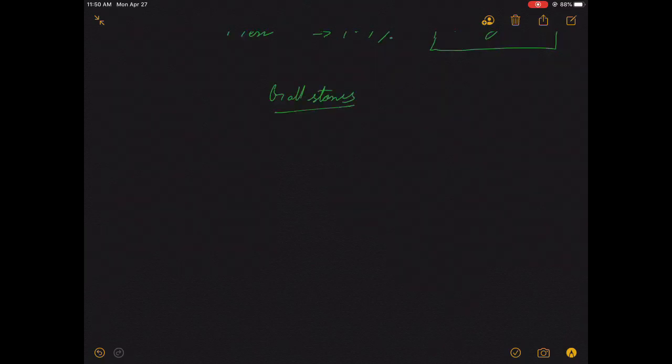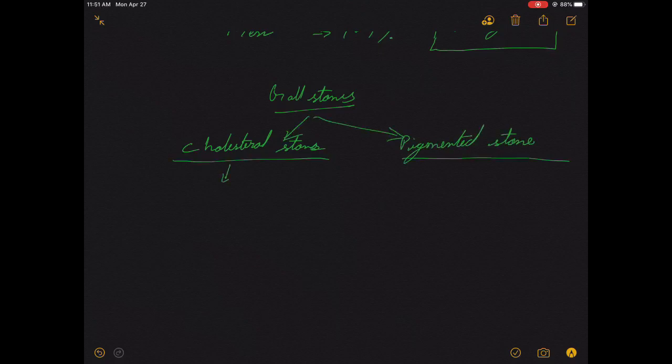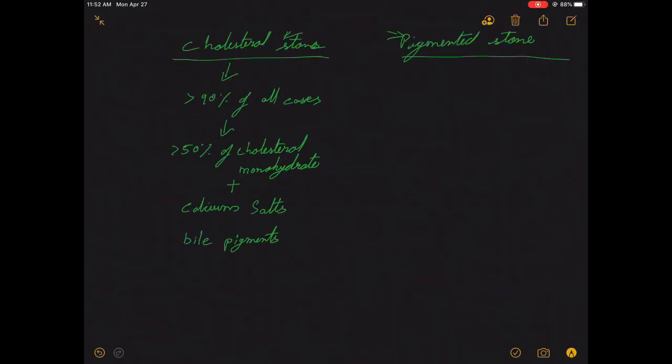Now we will talk more about gallstones. There are two major types of gallstones: cholesterol stones and pigment stones. We are going to talk about cholesterol stones, which account for more than 90% of all gallstone cases. These stones contain more than 50% cholesterol monohydrate, plus an admixture of calcium salts, bile pigment, protein, fatty acids, etc.